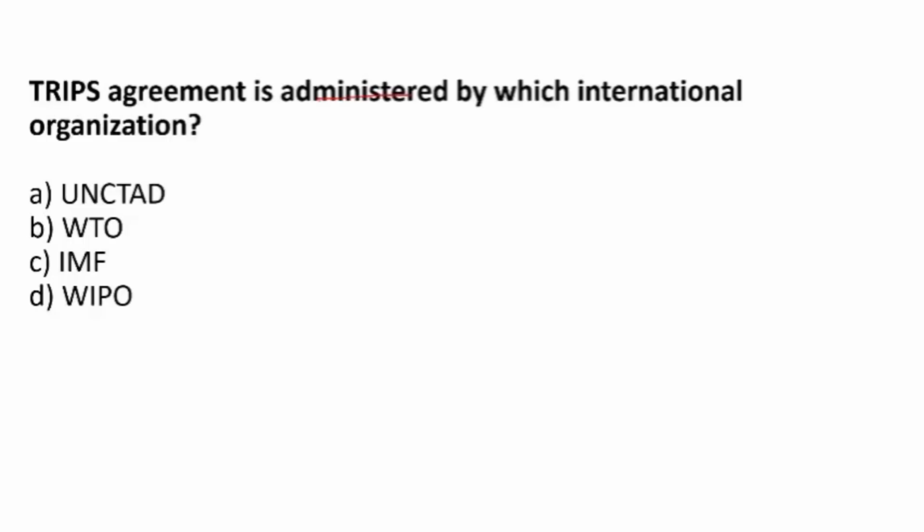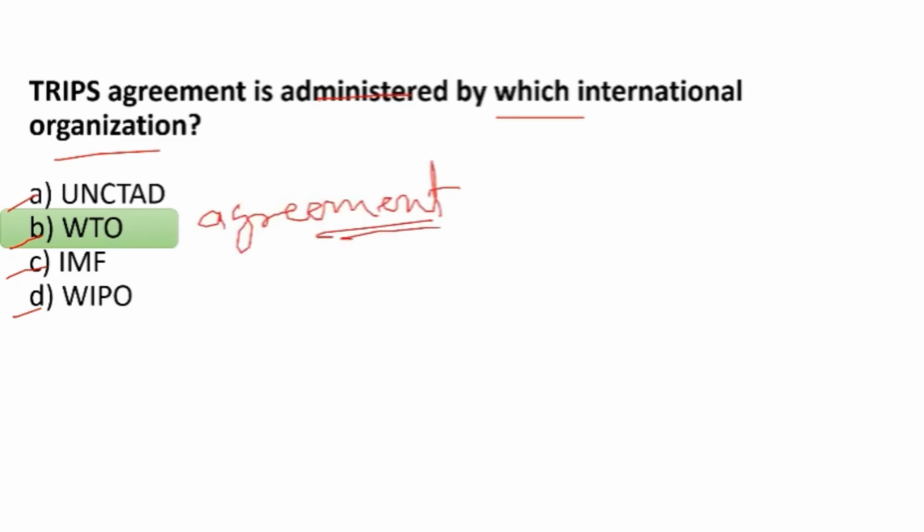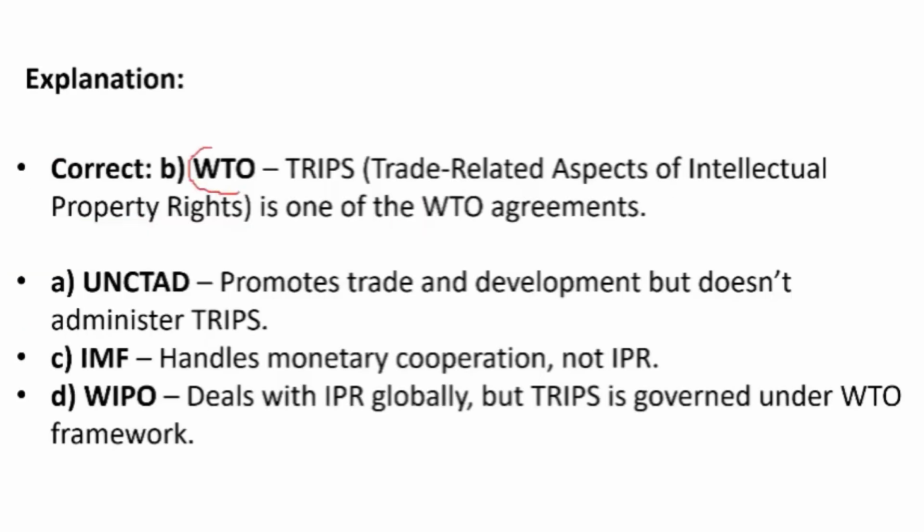The TRIPS agreement is administered by which international organization? UNCTAD, WTO, IMF, or WIPO? So it is related to the WTO. Obviously we are already studying the WTO agreements. In the WTO agreements we have TRIPS, TRIMS, GATT, GATS, and AOA as well, right? TRIPS is an agreement of the WTO, which is totally related to IPR, that means intellectual property rights.